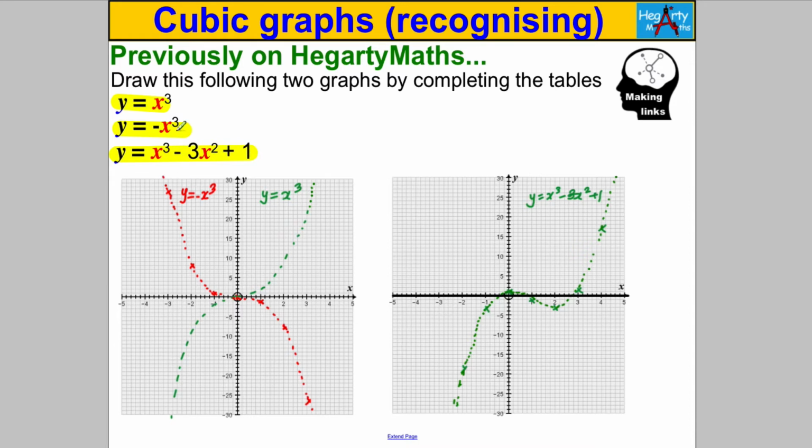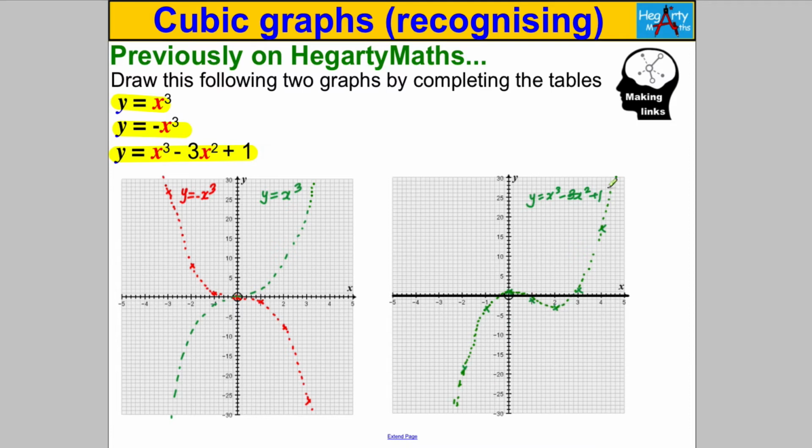So we had a table of values, we worked out the y value matching various x values, and we tried to plot them. And y is negative x cubed looked like that, y is positive x cubed looked like that. We said they were a reflection of each other in the y-axis. And the other one, y is x cubed subtract 3x squared add 1, looks something like this.